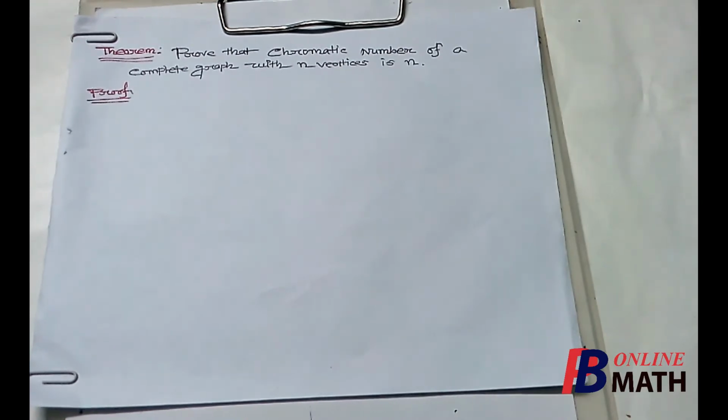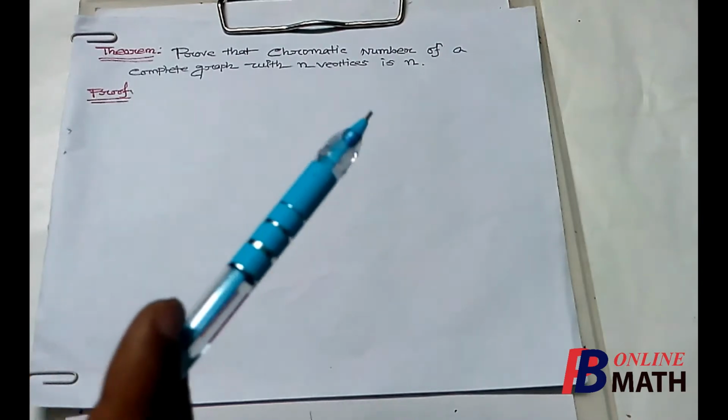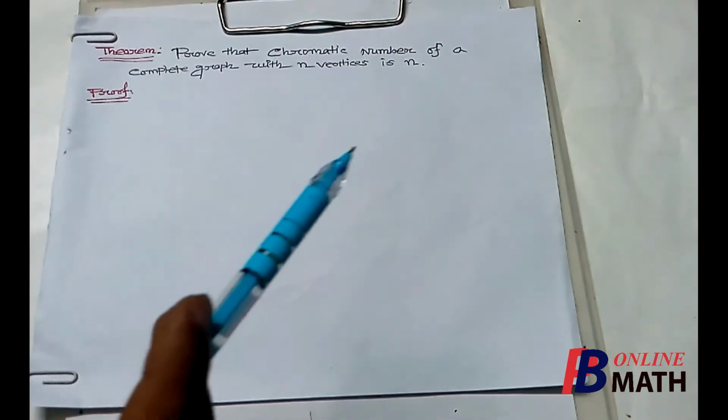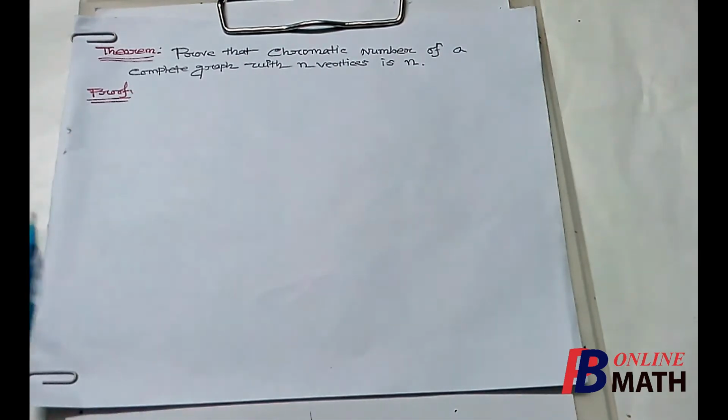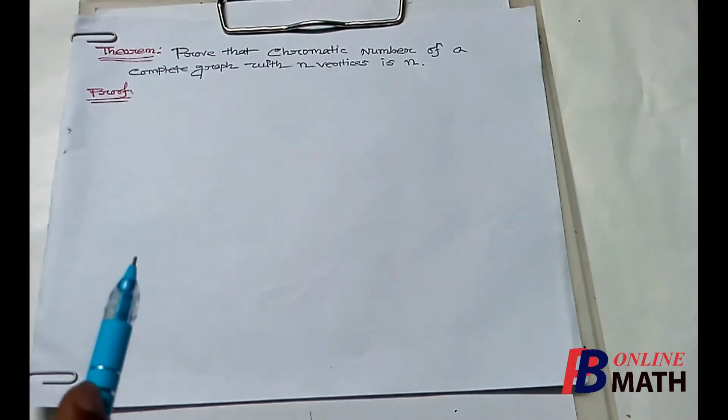Next we consider one theorem. Now we have already obtained that the chromatic number of a null graph is 1. Now we shall find the chromatic number of a complete graph with n vertices. The statement of this theorem is: the chromatic number of a complete graph with n vertices is n. We shall prove this theorem by mathematical induction.